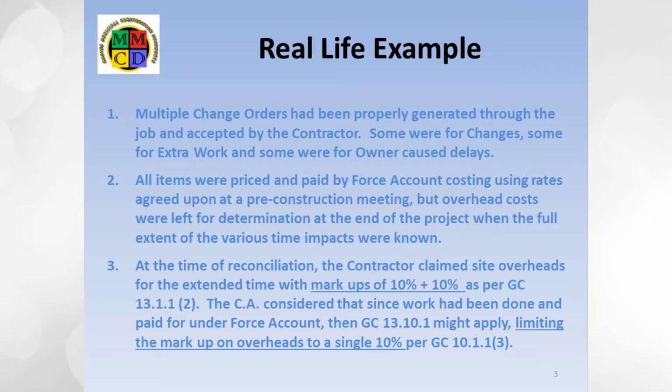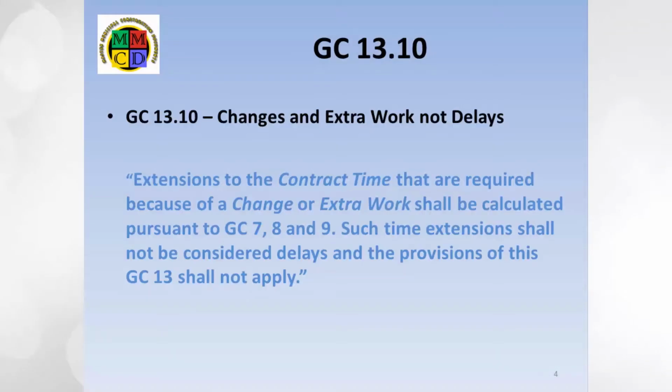Following GC 13.1, delay by owner, the contractor claimed for daily site overhead costs for the net time with a markup of 10% for overheads plus 10% for profit. The relationship between the CA and the contractor was good, and the CA was quite prepared to authorize whatever was correct. However, he was concerned about the language of GC 13.10, which seemed to imply that the delay clause was inoperable here. If this was correct, then indirectly GC 10 would apply, and that would limit the markup to 10% only. First, let's look at what GC 13.10 says in our Platinum Edition.